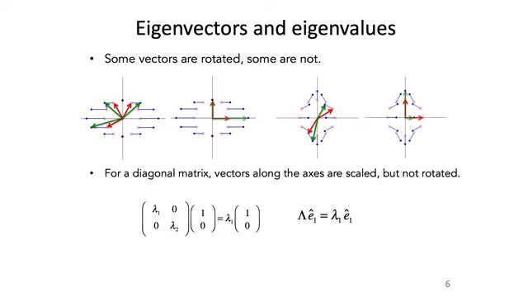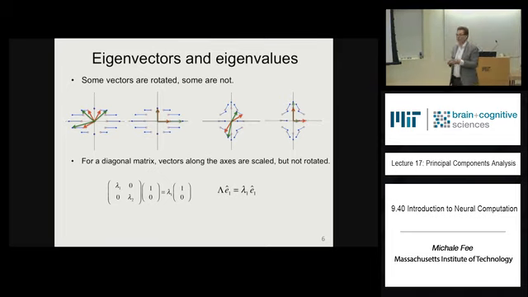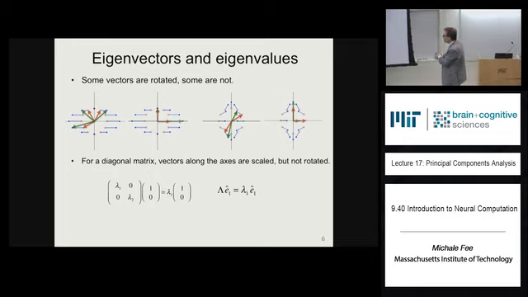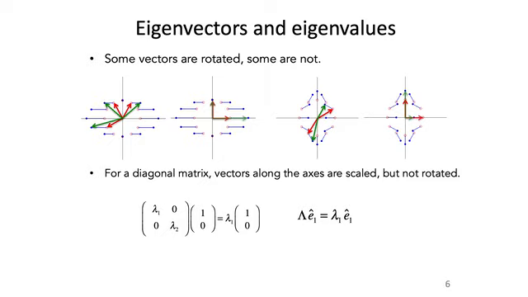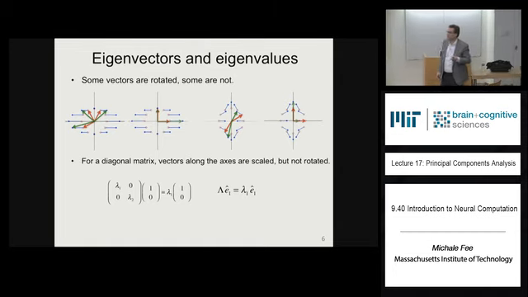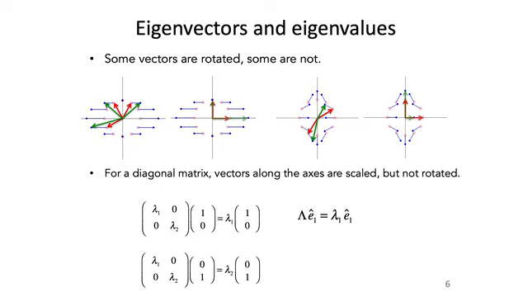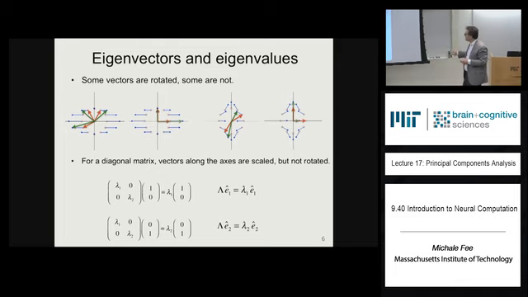We can write this in matrix notation as this diagonal matrix, lambda, times a unit vector in the x direction. That's the first standard basis vector. So this diagonal matrix times the unit vector in the x direction is equal to lambda 1 times the unit vector in the x direction. And if we do that same multiplication for a vector in the y direction, we get a constant times that vector in the y direction. So we have another equation.